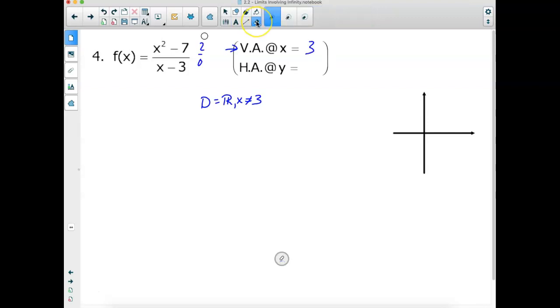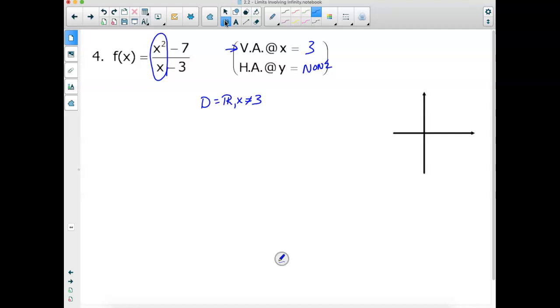Also, now for my horizontal asymptote, big in the top. What happened when it's big in the top? We don't have horizontal asymptotes when it's big in the top, because it's going to follow a linear end behavior, which means it's going to be going up, okay?